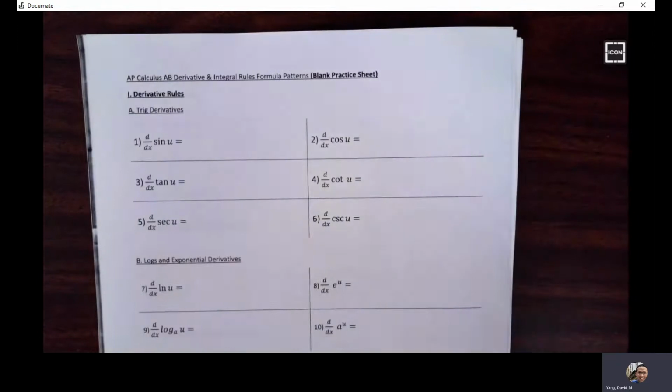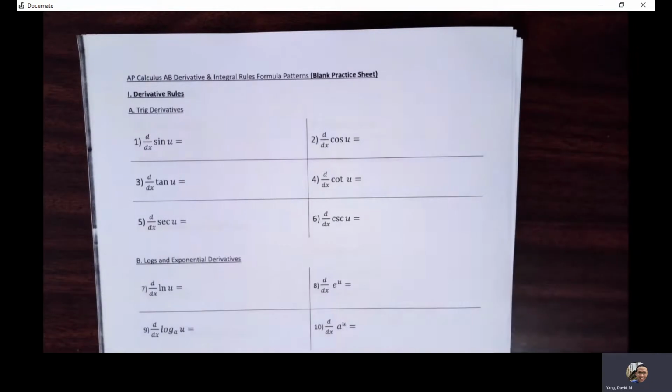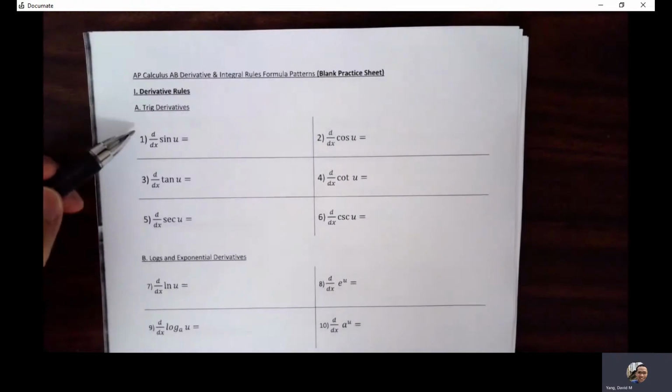Hey everyone, just wanted to make a video going over patterns for derivative and integral rules that may help you as you're preparing for your AP exam, and having to know all these rules sometimes can be a little daunting. So I just want to start off with trig derivatives.